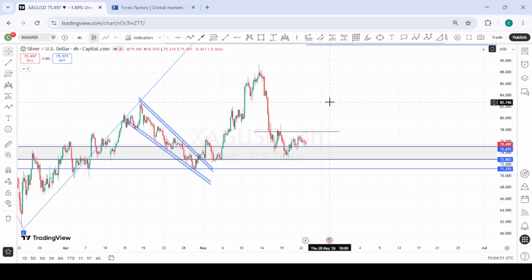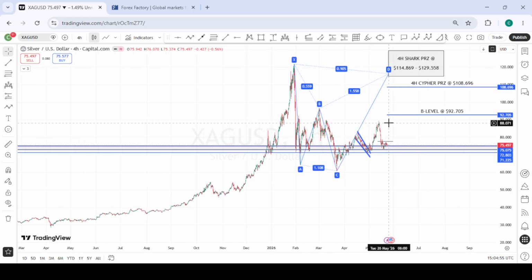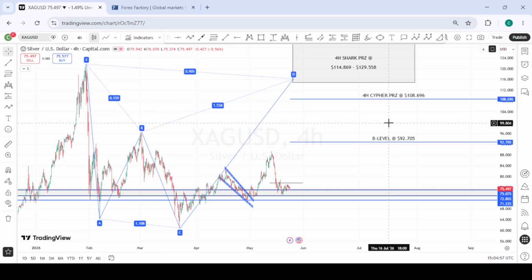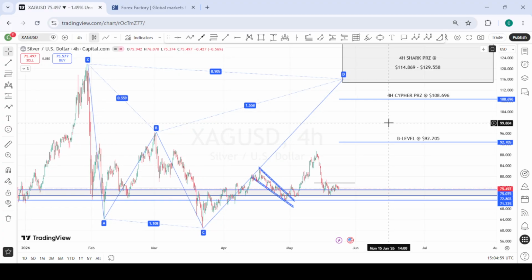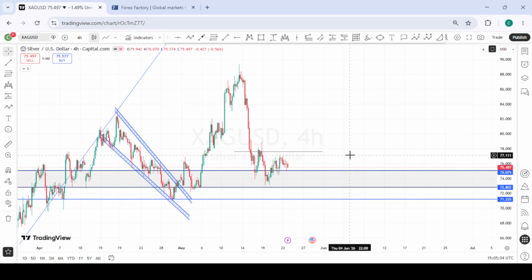This is silver. So for silver, we have this potential harmonic pattern developing. So going into next week, as you can see, price is reacting from an area of interest similar to that of what we saw on gold.